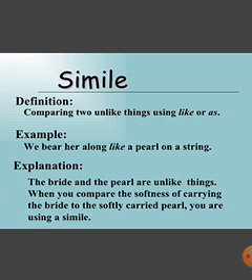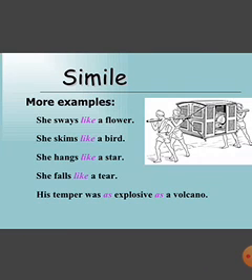We have simile, when you compare two unlike things using like or as. We bear her along like a pearl on a string. You are comparing the bride and the pearl. And they're unlike because the bride is human, the pearl is non-human. So when you are comparing the softness of carrying the bride to the softly carried pearl, you are using what? A simile. Don't forget that like and as are used here. So let's look at more examples.